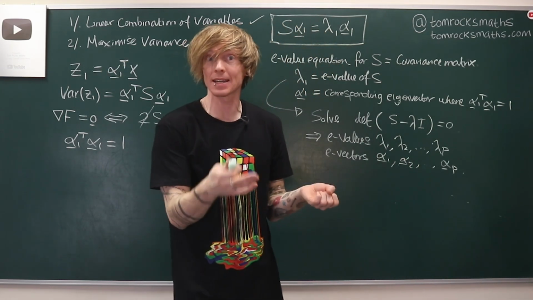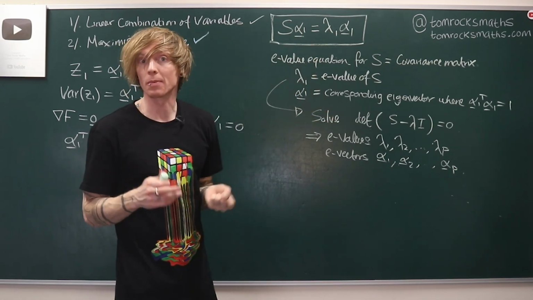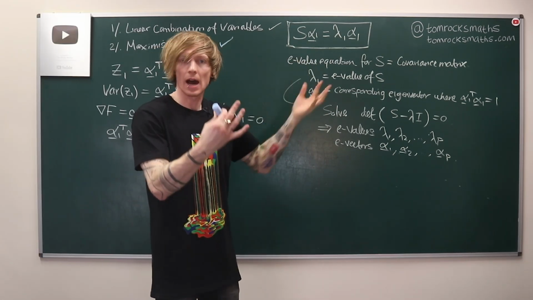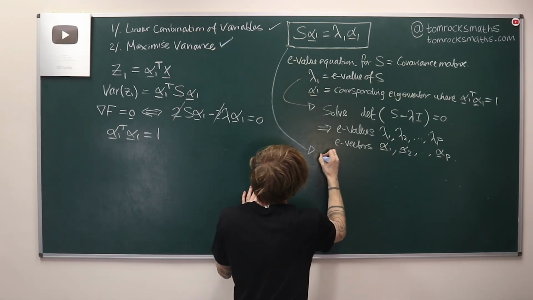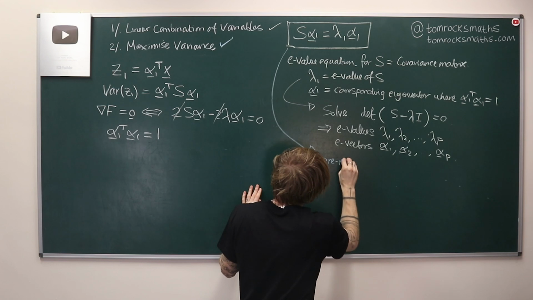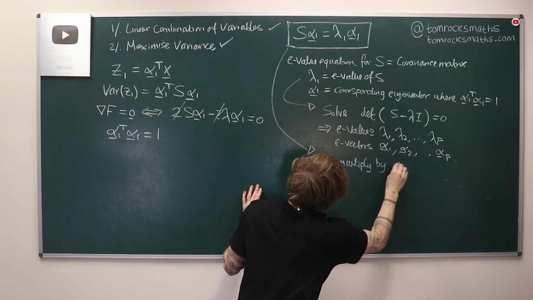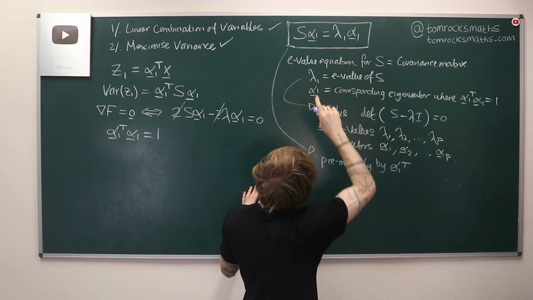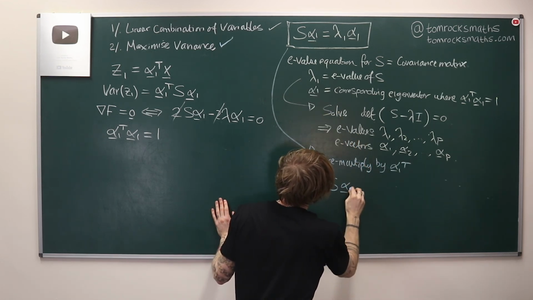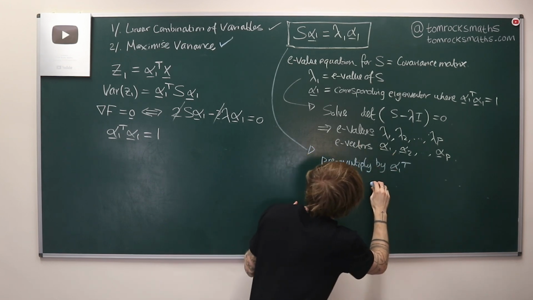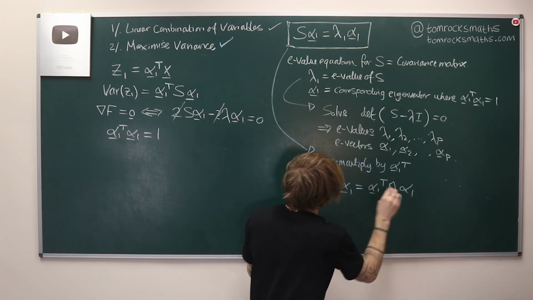So in order to see that, we do a final manipulation of our equation at the top of the board. If I take this eigenvalue equation here, and I pre-multiply, which means on the left-hand side, by alpha 1 transpose, then what we have is alpha 1 transpose S alpha 1 equals alpha 1 transpose lambda 1 alpha 1.